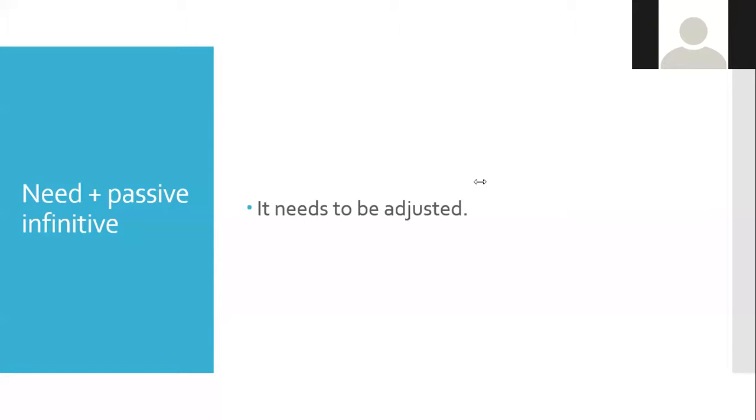Okay, very good. So in this case, if we change that sentence to the structure where we use the word need plus a gerund, it could be my car needs checking instead of using to be checked. Is it clear? So we can construct it in both ways. To be checked or checking, both mean the same.